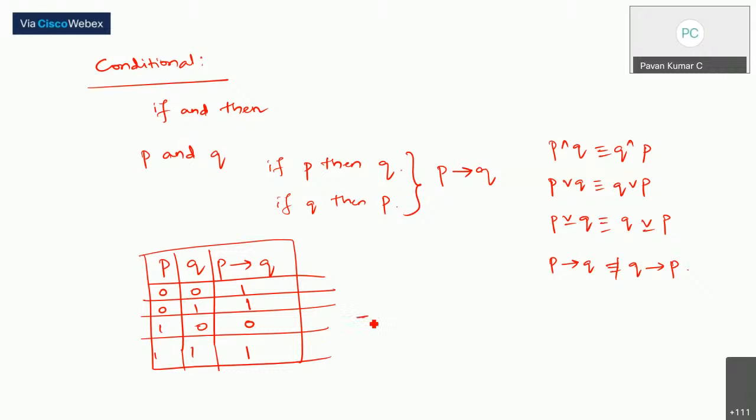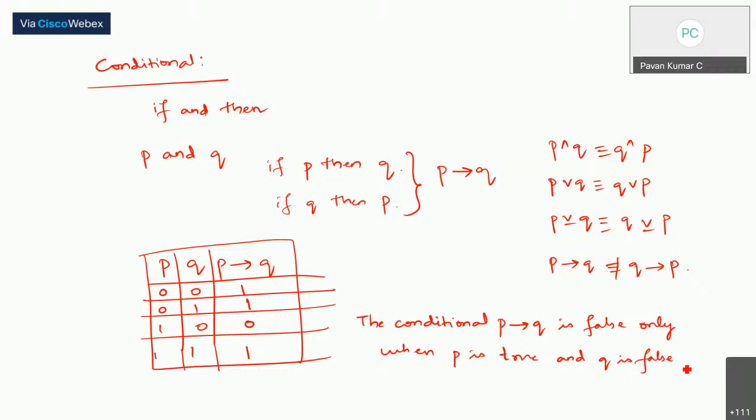Or I can write it in sentence form. The conditional P implies Q is false only when P is true and Q is false. In all other cases, it is true. Now we will take an example and see how this works, or how we represent that.